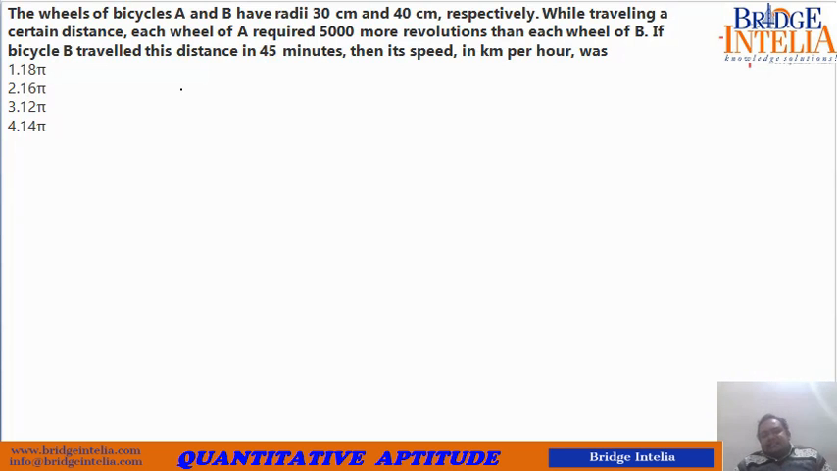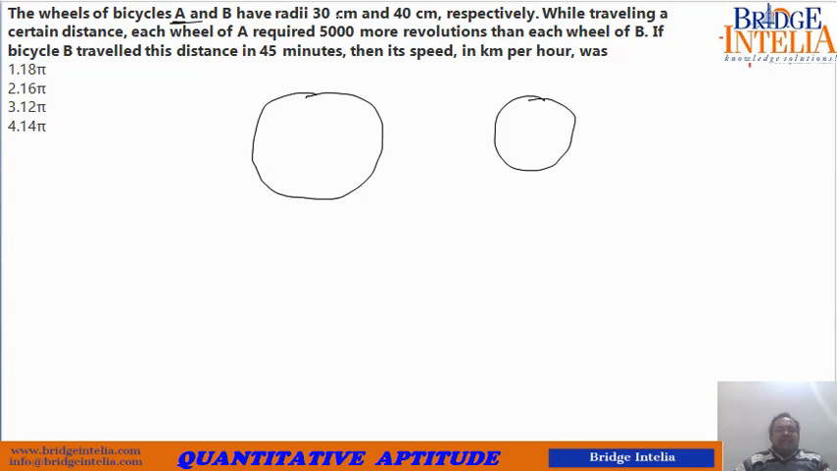Now let's understand the essence of this question. So you have two wheels of different size. So two wheels A and B. So in fact, A is the smaller one. So this is A. Its radius is 30 centimeter and the radius of this one is 40 centimeter. What is being said?